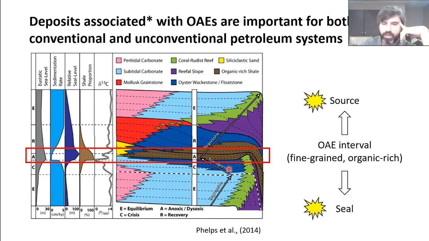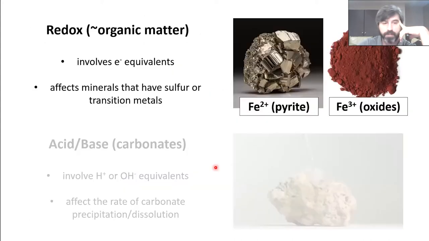And these organic-rich deposits, in the context of a conventional petroleum system, could be a source for petroleum, or they could seal underlying carbonate reservoirs. And then just a little bit of background: we've got this web of feedbacks of surface processes, but what we're usually left with is a series of sedimentary rocks. So part of this game is trying to figure out what we can pull out of the rock record and how it has to do with these processes.